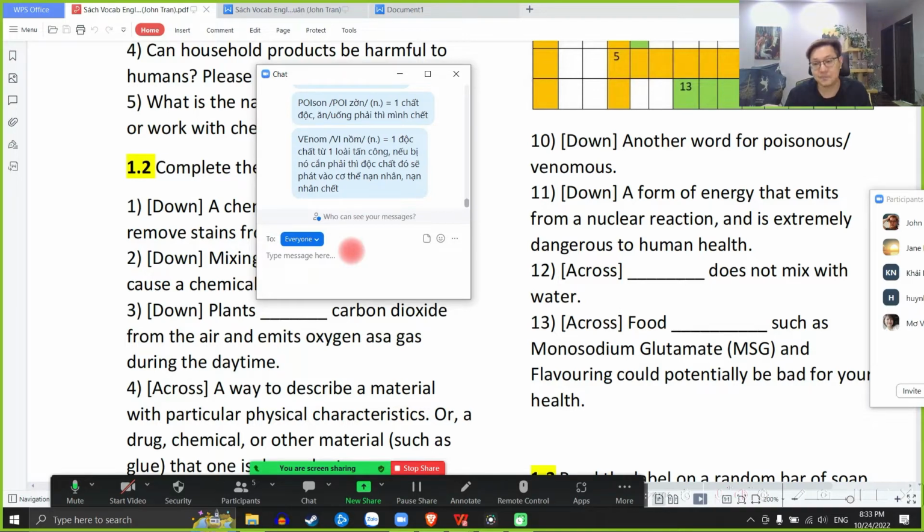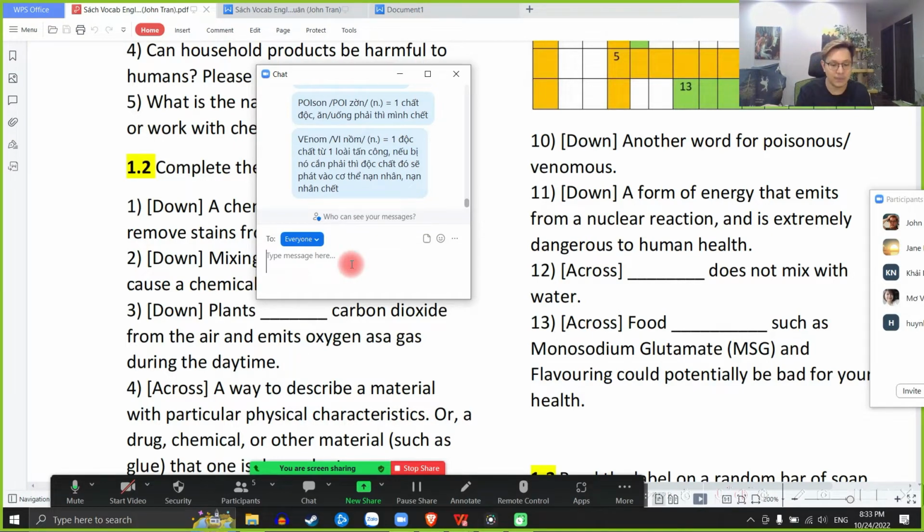Nó chính là venom. Nhưng mà cái sự khác biệt giữa poison và venom là gì? What's the difference between poison and venom? Poison, they don't attack you. But venom, they attack you, you die. Một cái là chủ động, một cái bị động.